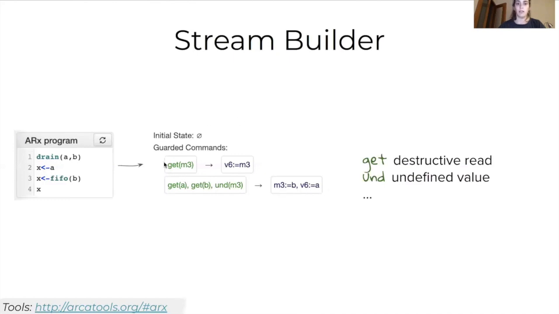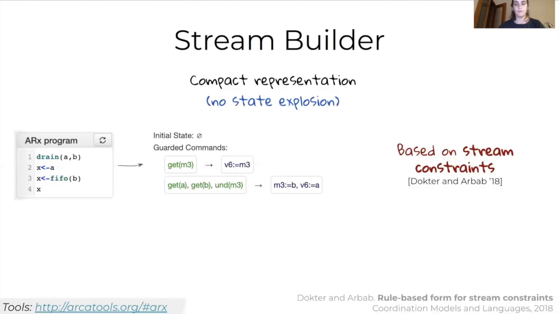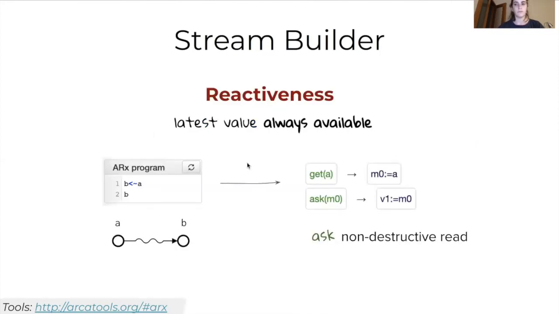Or if the FIFO is full, then it can read that value from the buffer and assign it to the output. So these stream builders are based on stream constraints that were previously defined by Docter and Arbab. And the advantage of stream builders and stream constraints is that they don't suffer from the state explosion that comes from an automata semantics.